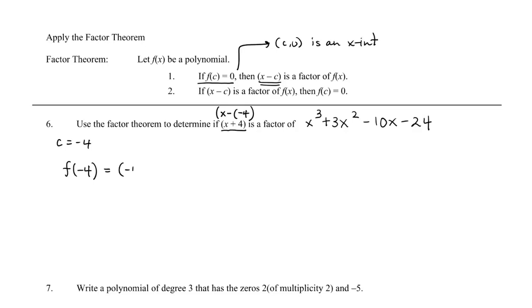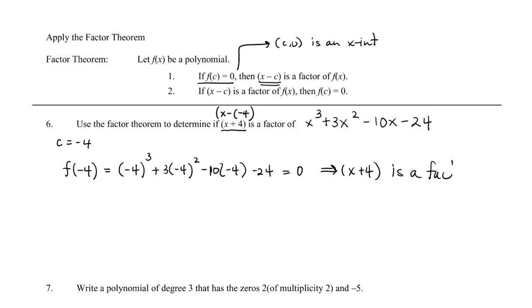So I'm going to plug in negative 4 into this polynomial. F of negative 4 would be negative 4 cubed, and we do need to use parentheses when we raise a negative number to an exponent, plus 3 times negative 4 squared minus 10 times negative 4 minus 24. If we punch all of this into the calculator, we will see that we do in fact get out 0. And so because we are getting 0 out, we can then conclude that x plus 4 is a factor of x cubed plus 3x squared minus 10x minus 24.